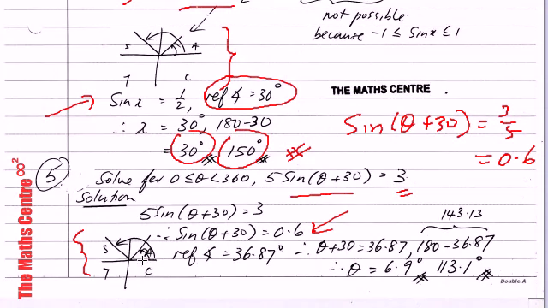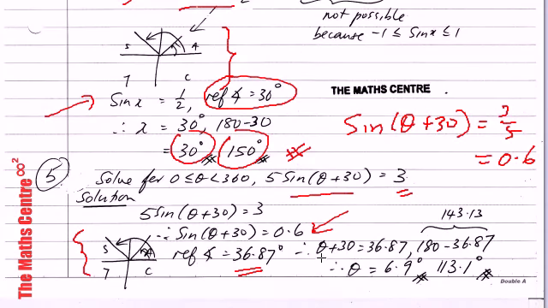Now once you're done with that, use your calculator to get the reference angle. Just go arc sine 0.6 and you will get 36.87 degrees. All you have to do now is write down the answer.